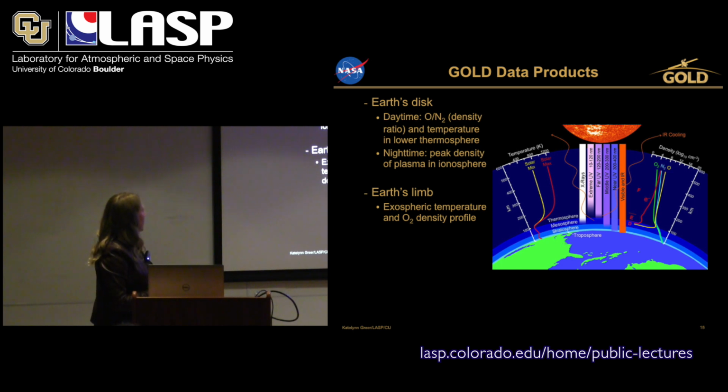At nighttime, we get the peak density and plasma of the ionosphere. So we're looking at this red line over here. At night, or on the Earth's limb, we get exospheric temperature. So that is the vertical portion of this temperature profile. And then we also get the O2 profile, so that would be the green line over here.